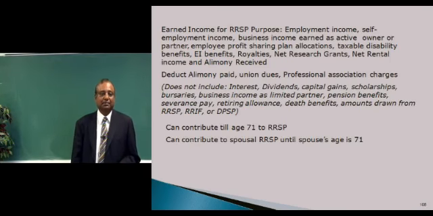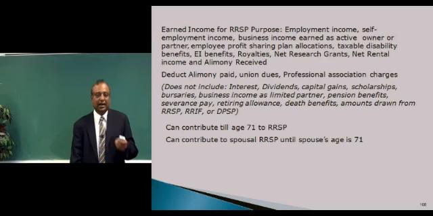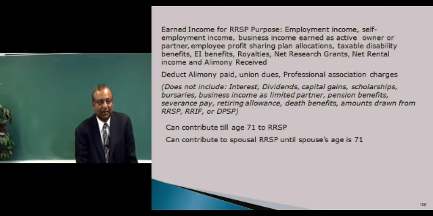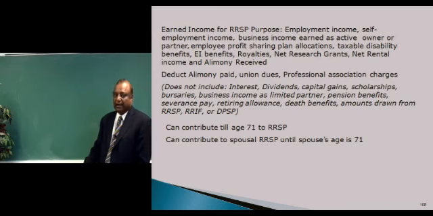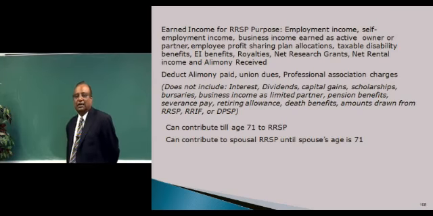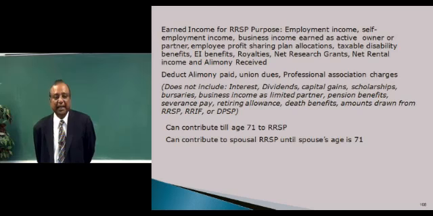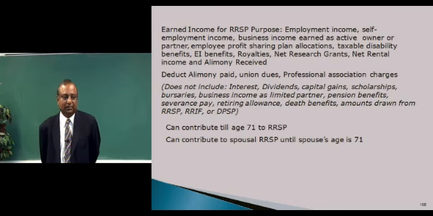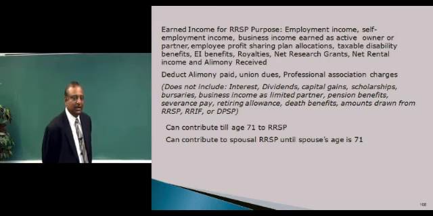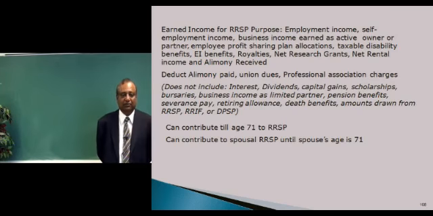Now, earned income for RRSP purposes are all listed there. Self-employment, employment income, business income earned as an active owner, royalties, net research grants, net rental income, taxable disability benefits, etc. Now, if you are receiving alimony from your ex-spouse, you add it to your income. If you are paying alimony to your ex-spouse, you deduct it from your income for the 18% calculation. You also deduct any union dues or professional association charges.